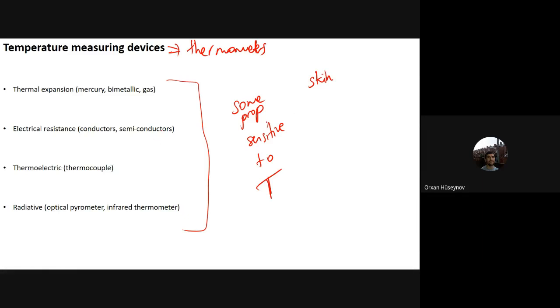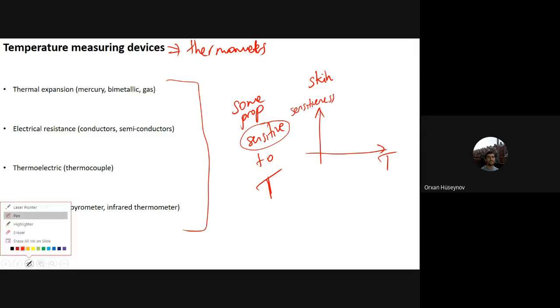But being sensitive is not the only property that we are looking for. We are also looking for linearity, the relationship between the sensitiveness and the temperature. It is better, but not always possible, to have this relationship be linear. Say that this one, or this one, or this one.